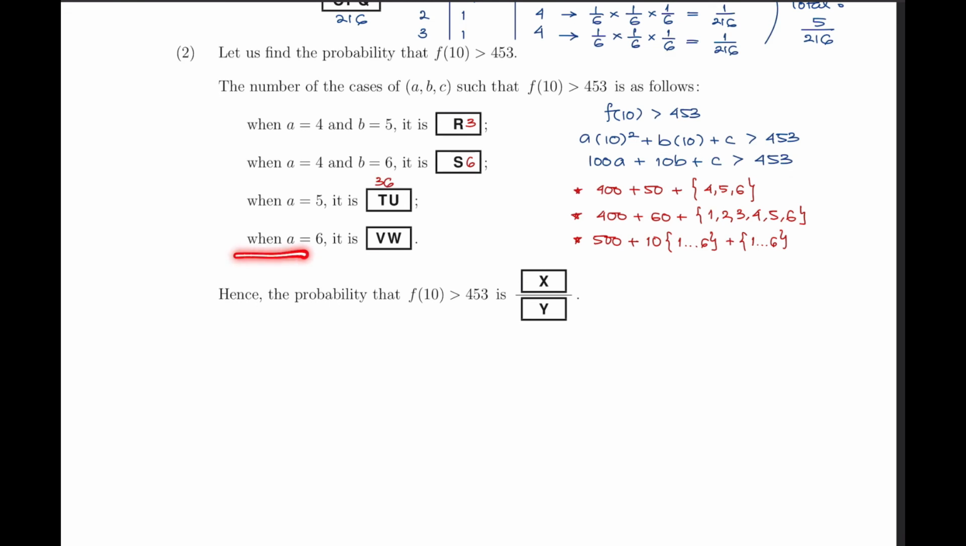The same thing happens when A equals 6. Since 6 times 100 is 600, it's already greater than 453. So B and C can be any number from 1 until 6. Once again, B can be 1 until 6, there are 6 possibilities, and C also 1 until 6. Therefore, it is 36 cases.